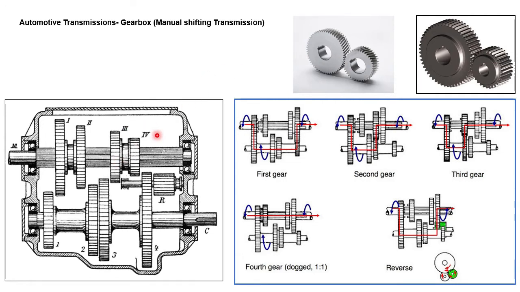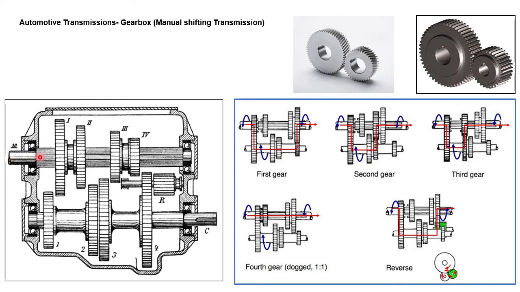This is the gearbox. This is the main shaft, the drive. You just see the typical simple sliding mesh gearbox diagram for easy understanding. The actual gearbox may be different from this diagram. This is the drive coming from the engine via the clutch.